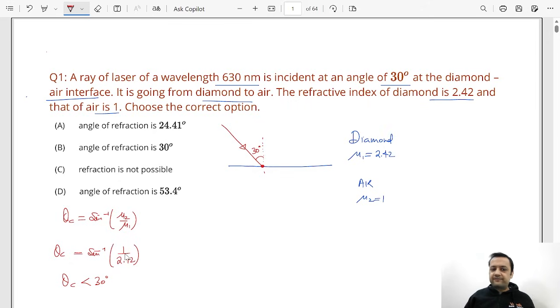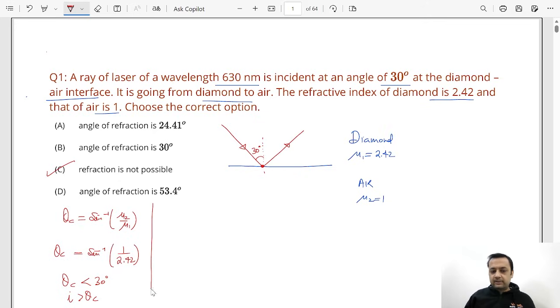Okay, sine 30 is half. So this value is less than half. That means this angle will be less than 30 degree. All right. So here the angle of incidence, which is 30 degree, is more than theta critical. Yes or no? Which means the light will suffer TIR. Okay, light will suffer TIR, and there will be no refraction possible.